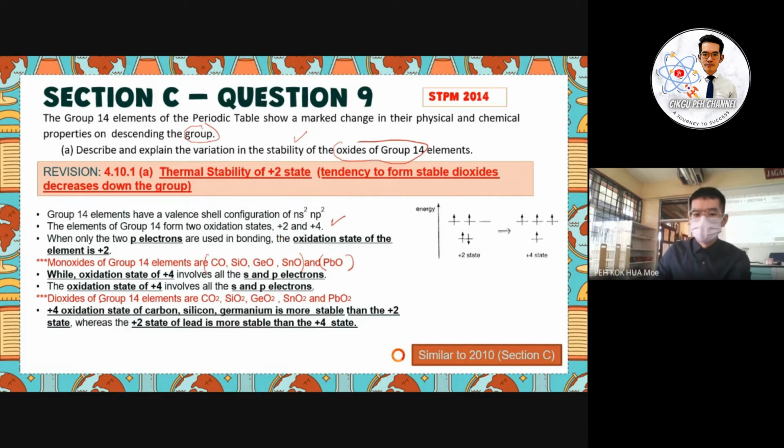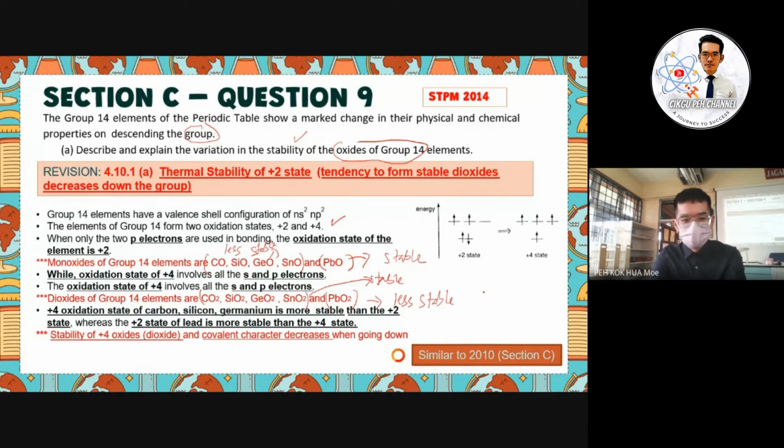oxidation state. For +4, carbon, silicon, germanium will be more stable. And then the +2 will be for lead. So here PbO will be stable, and the others here will be less stable. Then here carbon dioxide until tin dioxide will be stable, and lead dioxide less stable.